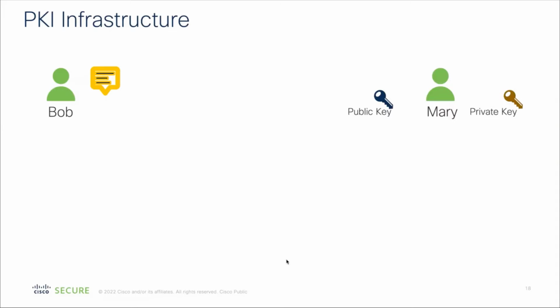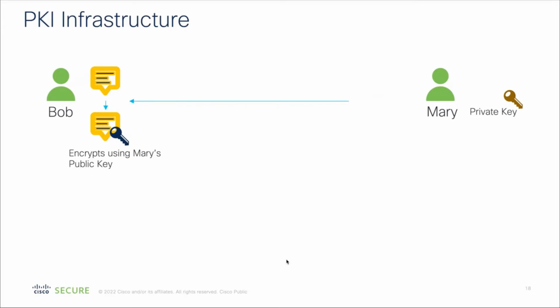Mary can leverage public and private key infrastructure to have this in place. Mary is going to generate the public and private key, and whenever Bob wants to send a confidential message to Mary, the public key, as the name itself indicates, can be published to anyone in communication. So she is going to send her public key to Bob, and upon receiving that public key, Bob is going to encrypt the message using Mary's public key, and he's going to send that encrypted message back to Mary.